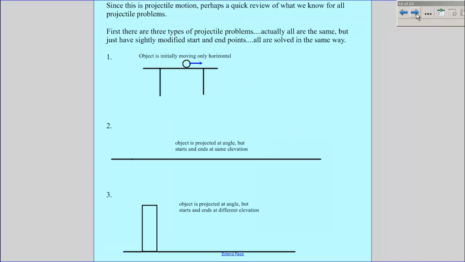The other thing to keep in mind is that there's really 3 types of projectiles. There's the type of projectile where the object is moving horizontally and then falls. In that case, all of its velocity vector initially is in the x direction. There is no initial y velocity, so vi y is 0. And we'll take a look at that in class.